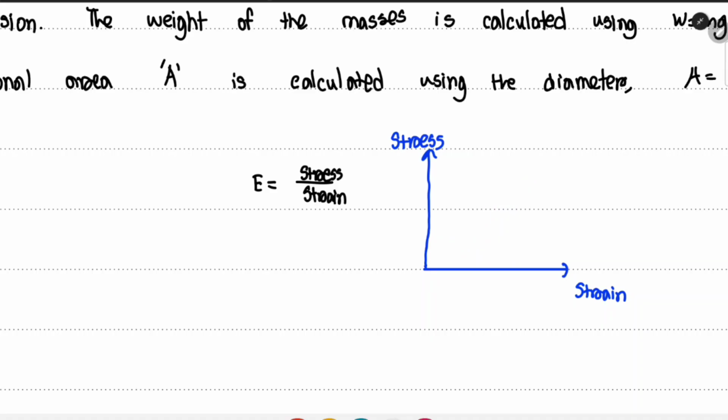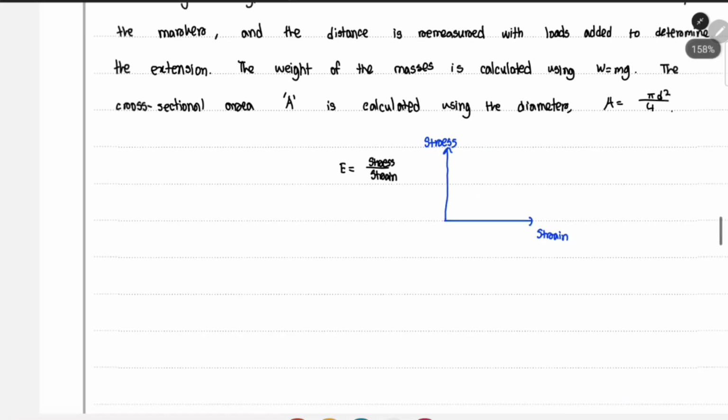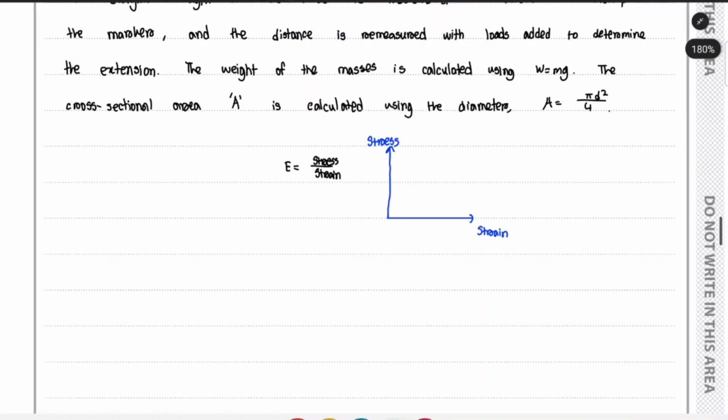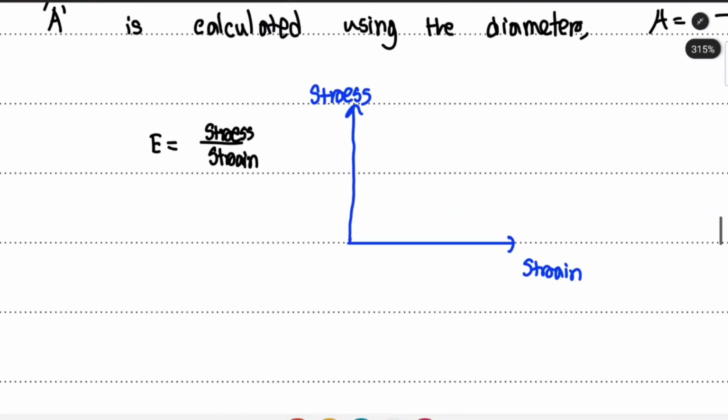Now using the graph, the stress and strain can be calculated at different masses. So suppose I add a low mass and then I keep on increasing the masses, I'll get a graph like this. And then I'll draw the line of best fit, find out the gradient, and this will give us a result that's more reliable.